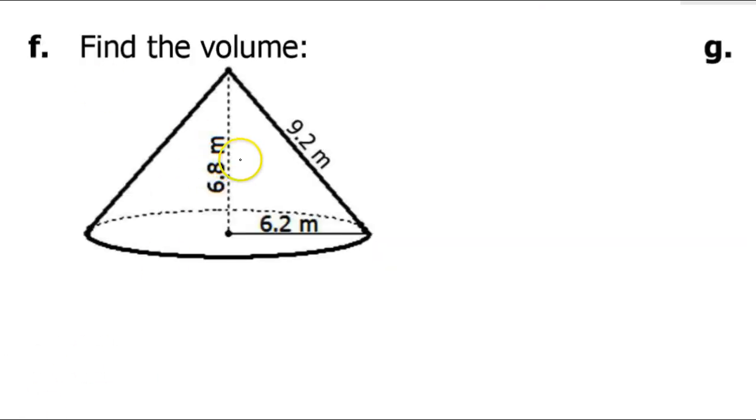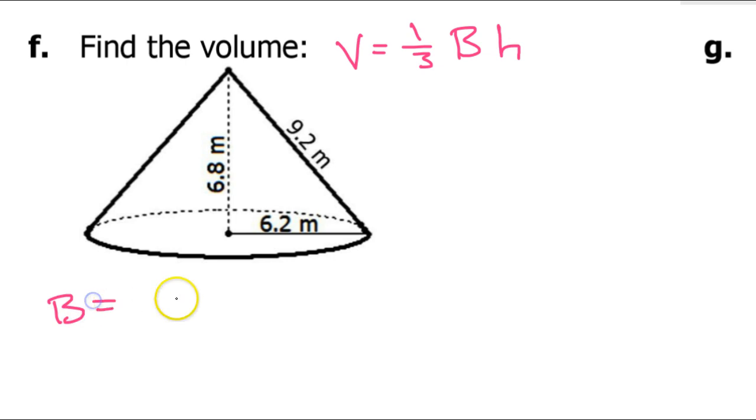Part F, this is a cone, and the formula for the volume of a cone is the same as the formula for the volume of a pyramid, which is 1/3 area of the base times the height. So let's find the area of the base. Well, the base is a circle, so the area of a circle is pi r squared. No, it's pi r squared. So the radius is 6.2, so that's pi times 6.2 squared.